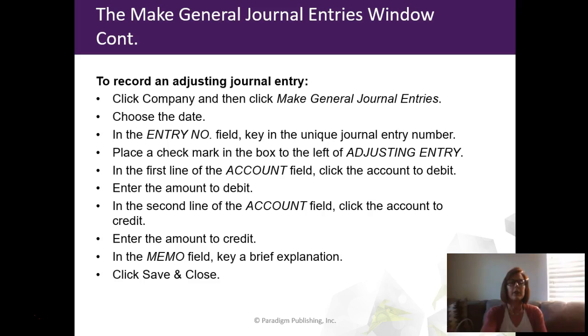So to make your adjusting journal entry, we're going to do that from the company menu. And then you're going to give your journal entry an entry number. And then you want to place a check mark. There's a little box, and I'll show you when we get to the live version, that says adjusting entry. And your account number and the field, and then a little memo.